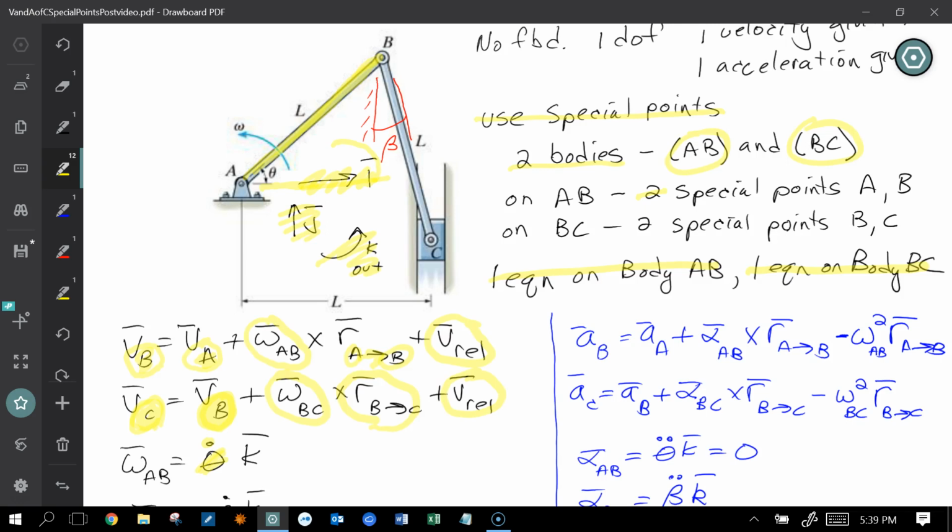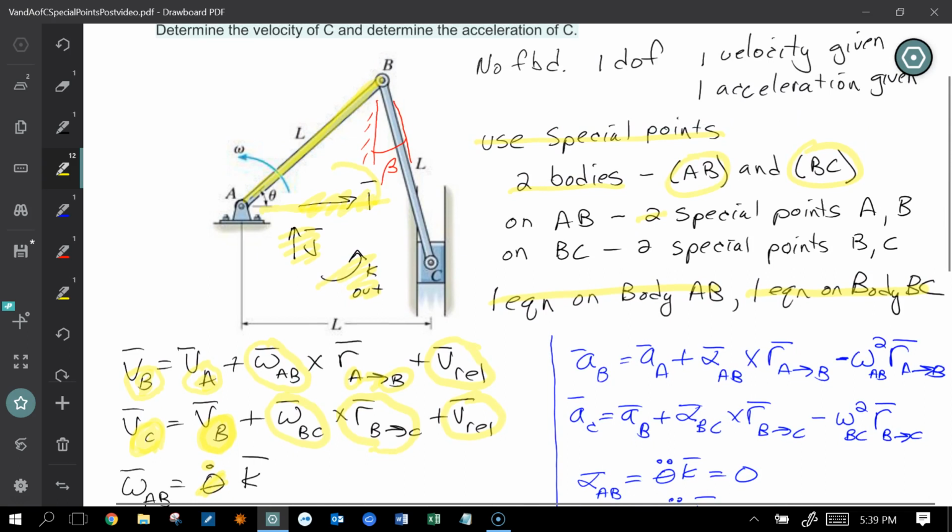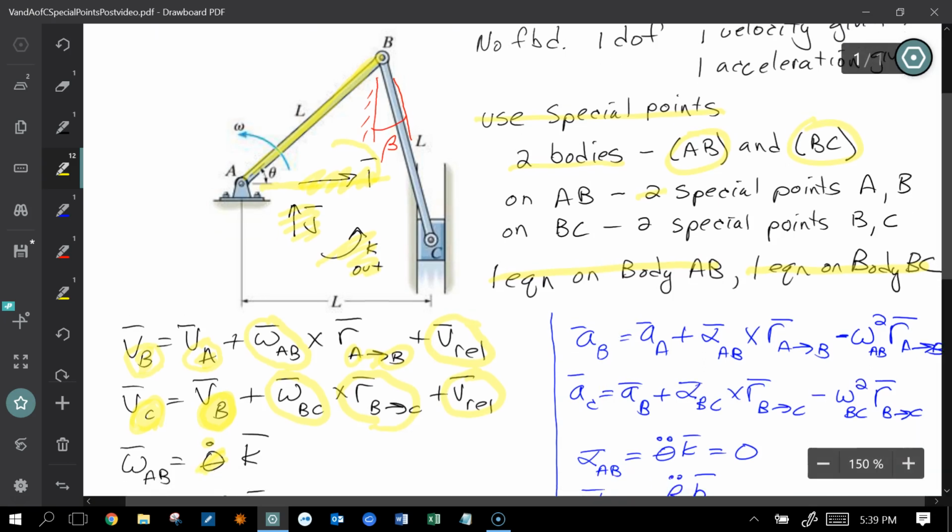So therefore omega AB is a positive theta dot K. Look at the other body, BC. Is the angular velocity simple? Yes, it's 2 dimensions. We need to find an angle. What angle? Well, you paint a line on the body, right? So this little red line's a good enough line.